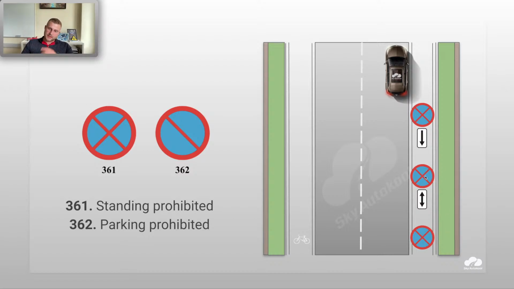So basically, if you see this kind of sign with after and before, it means that you cannot park or stand before and after the sign. But it will be valid only until the first intersection or crossroad. As soon as you pass the intersection, this sign is not valid anymore. So you basically can do anything you prefer.